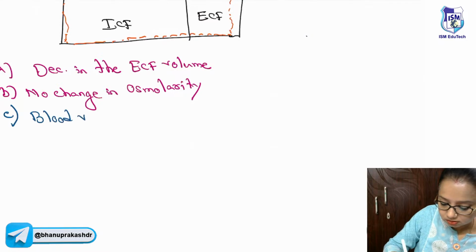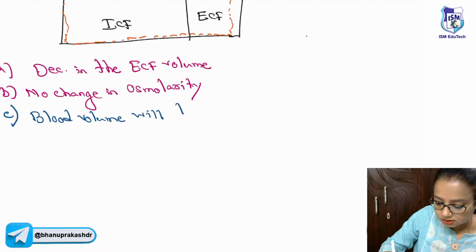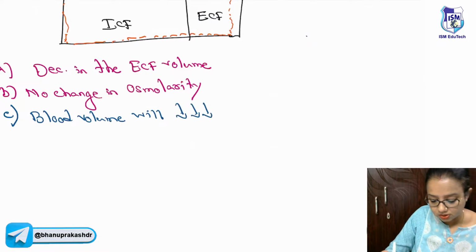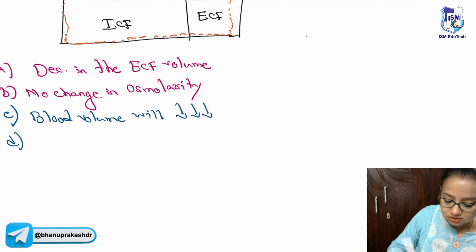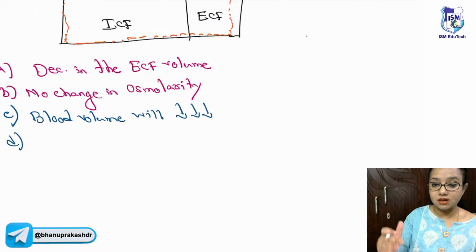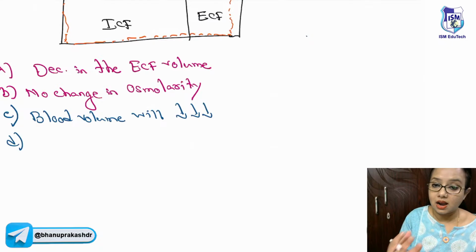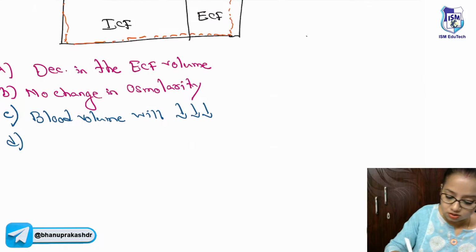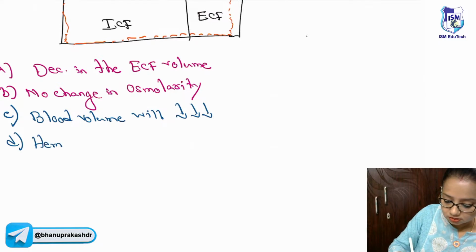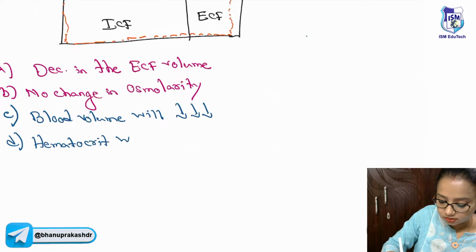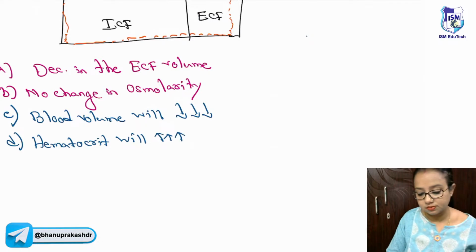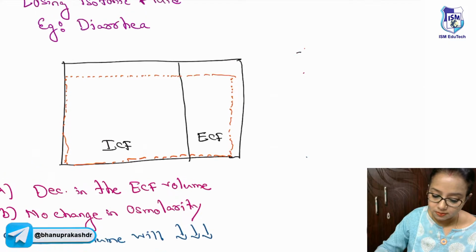Blood volume will decrease. Okay. And if blood volume decreases, what will happen? Means now opposite to the previous one. RBC is more and the liquid portion is less. So the hematocrit or packed cell volume will increase.